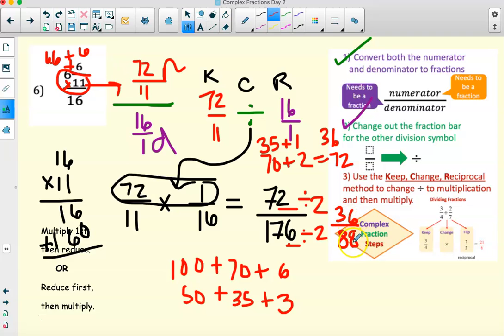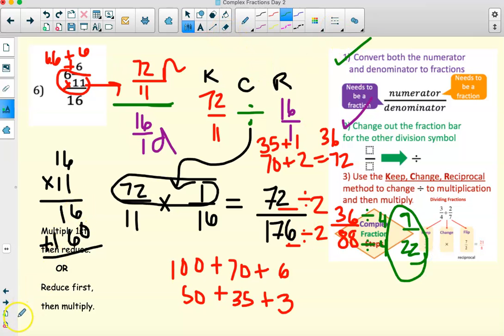36 and 88, I can divide them each by 4. 36 divided by 4 gives me 9. 88 divided by 4 gives me 22. So our answer is 9 over 22.